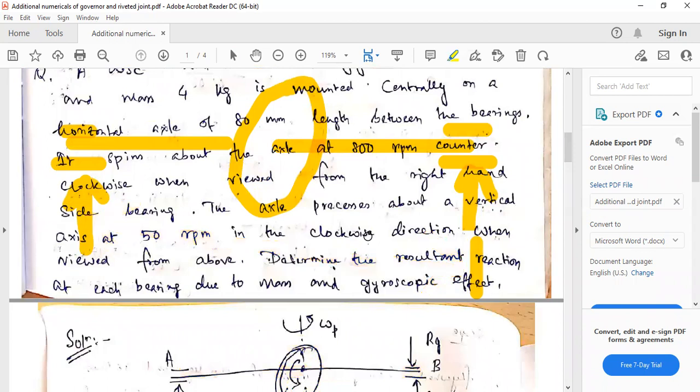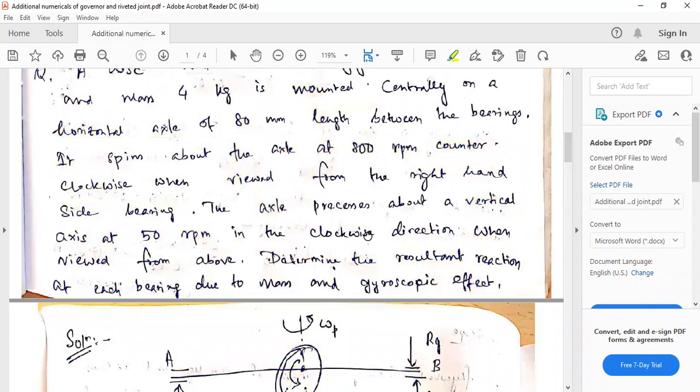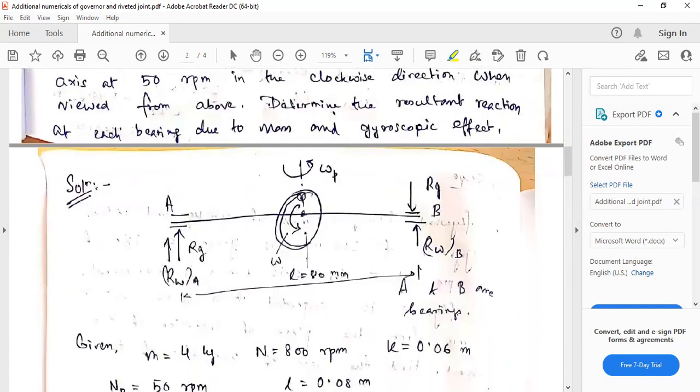Now let's read the question further. It spins about the axle at 800 rpm counterclockwise when viewed from the right hand side bearing. So you are now here. Which side is your right hand side? This part is your right hand side, and this part is your left hand side. I'm standing here facing that part, so my right hand is this and my left hand is this.